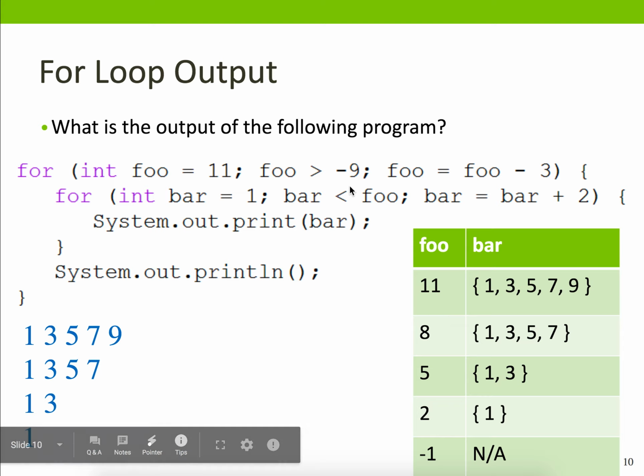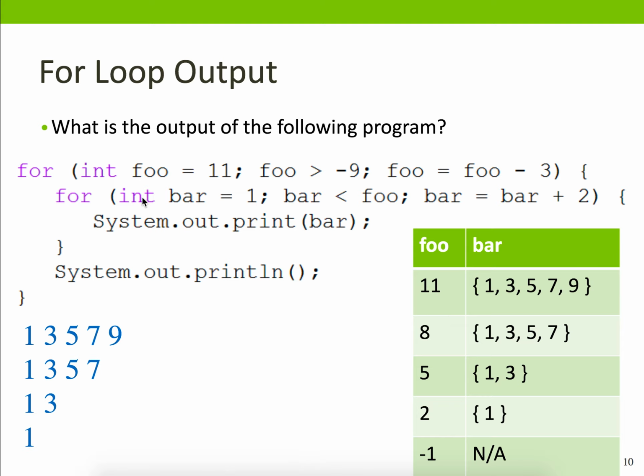But let's see what happens when we come up here. Bar is going to start at 1, and it's going to go as long as it's less than foo. It's going to count up by 2, as we see on here: 1, 3, 5, 7, 9, and it'll keep going by 2 as long as bar is less than foo. So I can't go to 11 because 11 is not less than 11.